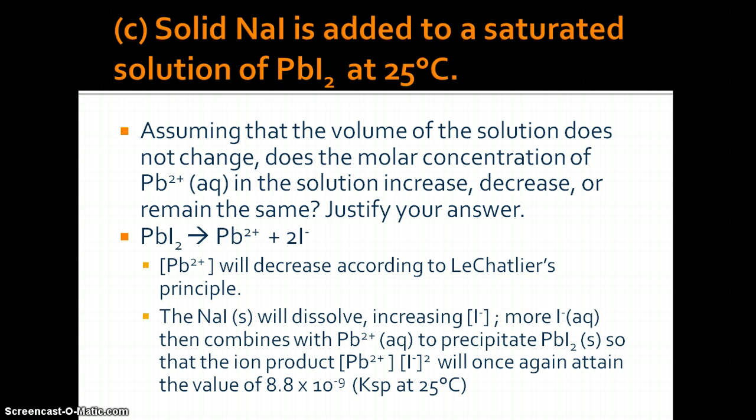As PbI2 goes to Pb2+ plus 2 I-, the concentration of Pb2+ will decrease according to Le Chatelier's principle. The NaI solid will dissolve, increasing the concentration of I-. More I- then combines with Pb2+ to precipitate PbI2, so that the ion product Pb2+ times I- squared will once again attain the value of 8.8 times 10 to the negative 9 at 25 degrees Celsius.